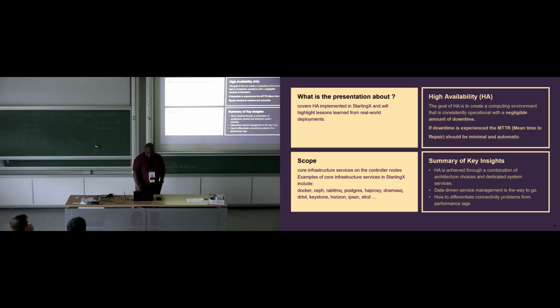The scope of this presentation will not be all of HA. It will just be HA on controller nodes for critical infrastructure services. And some of the services that we're trying to maintain low downtime are things like Docker, Ceph, RabbitMQ, Postgres, HA.c, DNS maps, etc. And then finally, I will summarize some of our key insights.